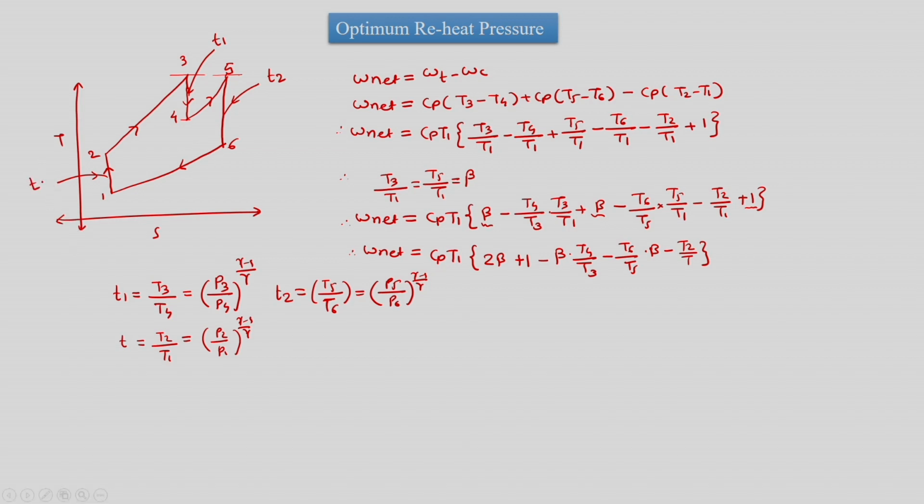Using this we can do one more calculation. We can say T1 into T2 will be (P3 by P4) bracket raised to (gamma minus 1) upon gamma into (P5 by P6) bracket raised to (gamma minus 1) upon gamma. But pressure 4 and pressure 5 are same, so we have (P3 by P6) bracket raised to (gamma minus 1) upon gamma. But P3 is equal to P2 and P6 is equal to P1.